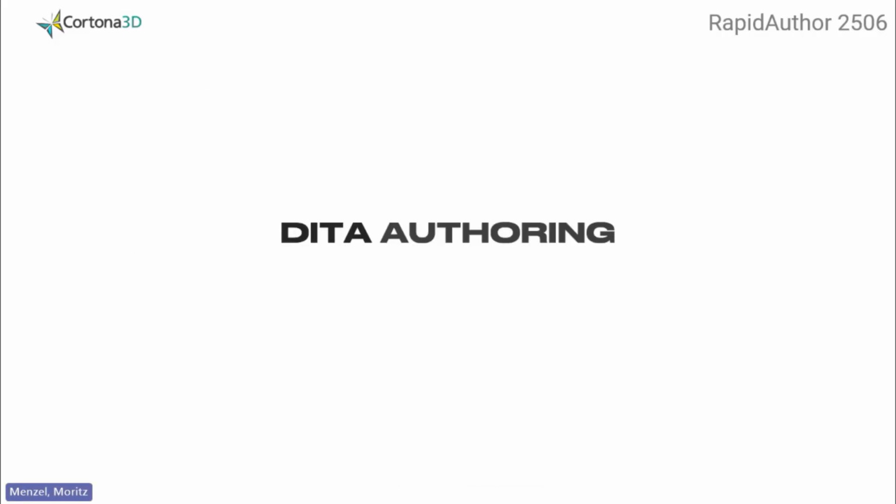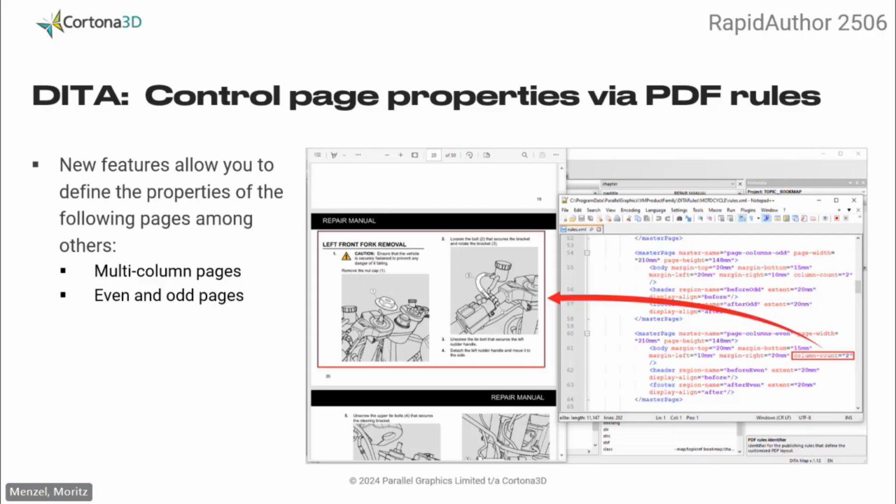Now let's have a look at data-specific authoring functionality. We continue to work on expanding customization capabilities for the look and feel of your PDF publications. These customizations can be done via the rules XML file that we had introduced in the previous release of RapidAuthor. New improvements in this release allow you to use different styling for different chapters.